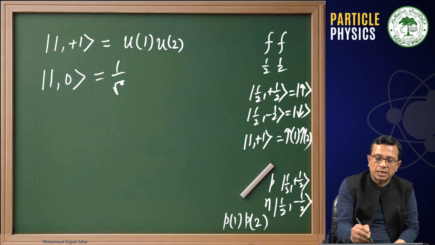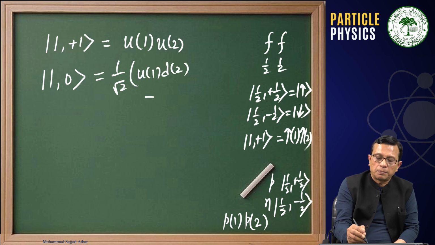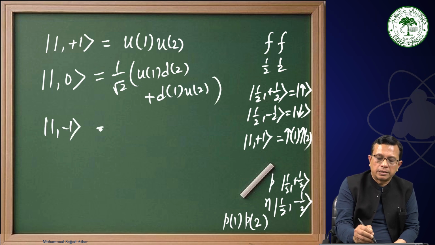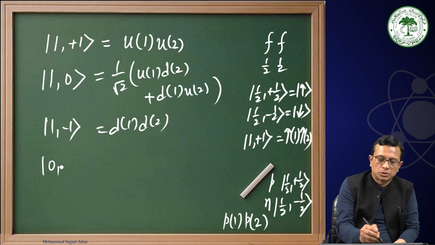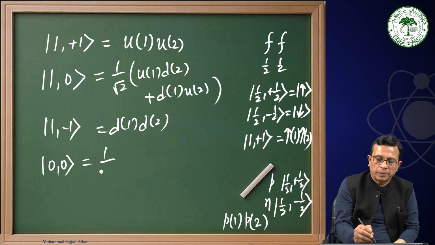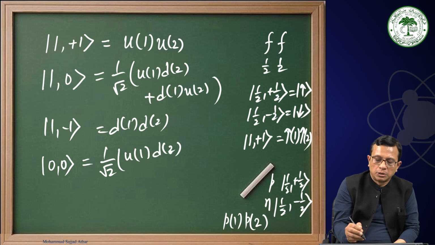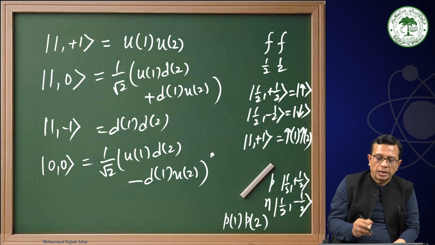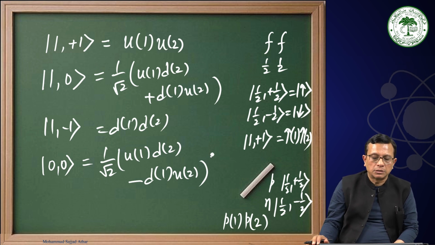This we wrote as 1 by root 2 u1 d2 plus d1 u2, and then 1 minus 1. This was d1 d2, and 0 0. This is 1 by root 2 u1 d2 minus d1 u2. Everything is fine up to now.